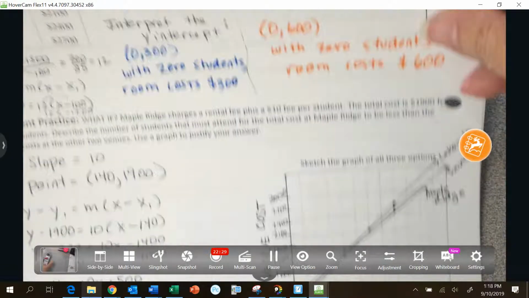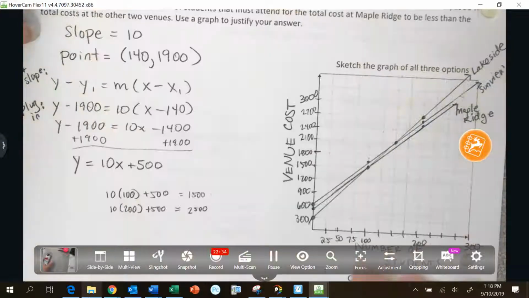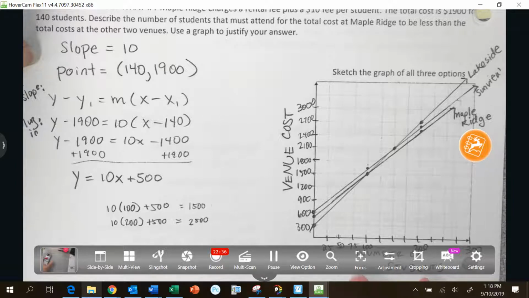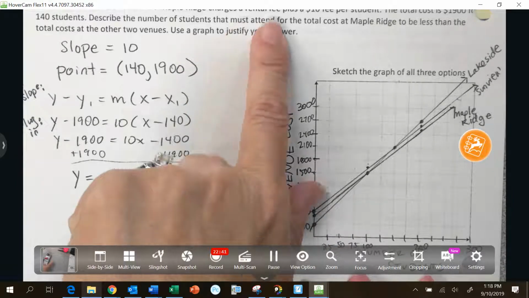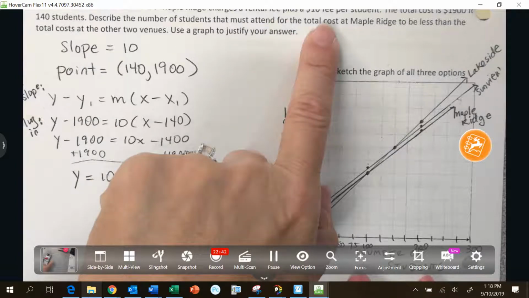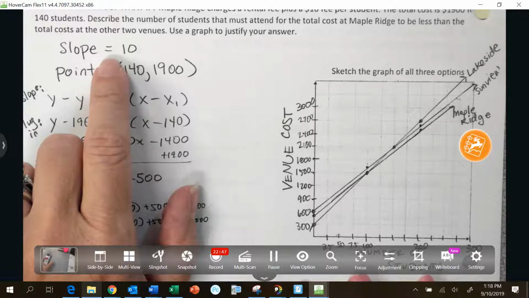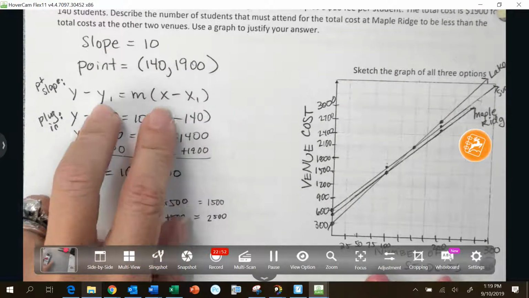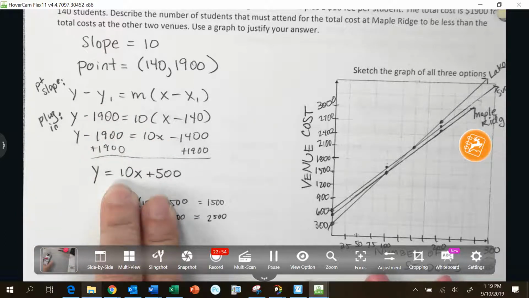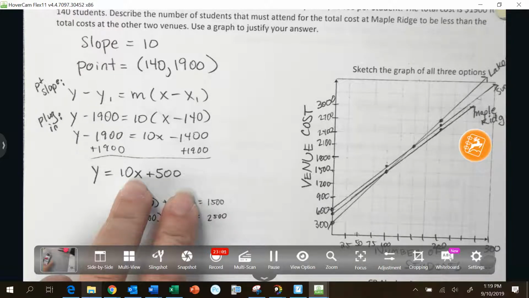So down here, this is still the same situation, but now there's a third place, and I did all the work for it already. This third place is called Maple Ridge. And Maple Ridge charges a rental fee plus $10 fee per student. The total cost is $1,900 for 140 students. So I used the slope, made an ordered pair, and used point slope form, and found the equation to be 10x plus 500. So how does Maple Ridge compare to the other 2 venues?